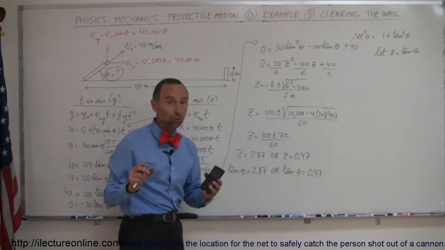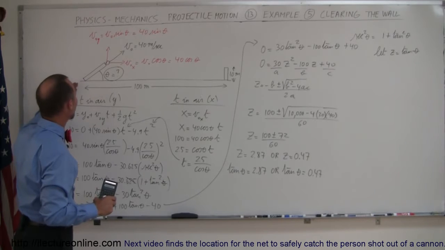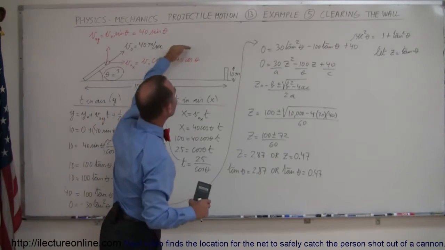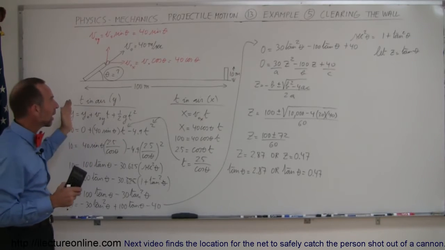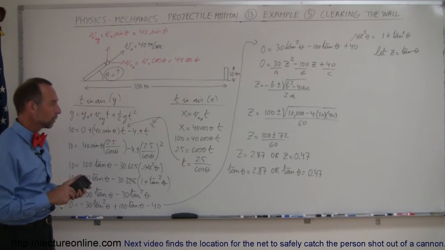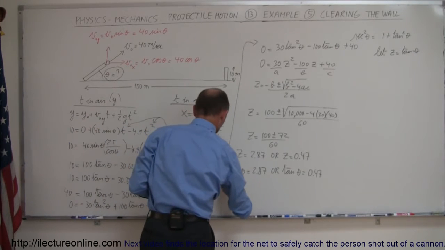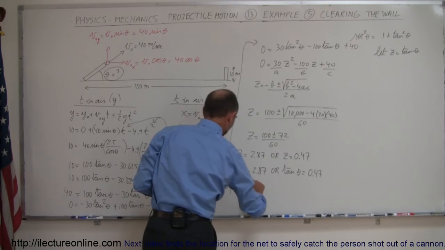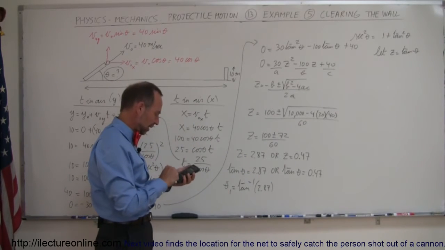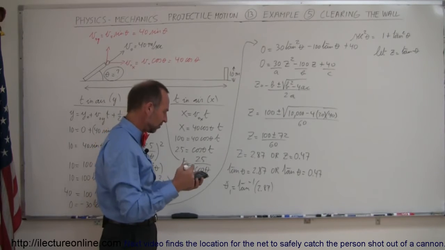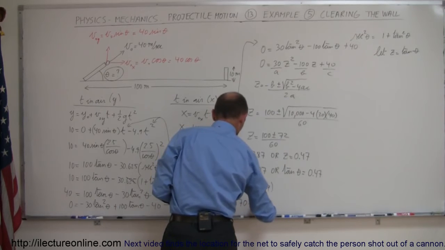That means I can come up with two different angles, which means there are two different angles which will allow the projectile to clear the wall, which means probably anything between those two angles will allow the projectile to go over the wall. Those are the limiting values. So let's find theta 1, which is equal to the arctangent of 2.87. Arctangent is 70.8 degrees. So theta 1 is equal to 70.8 degrees.